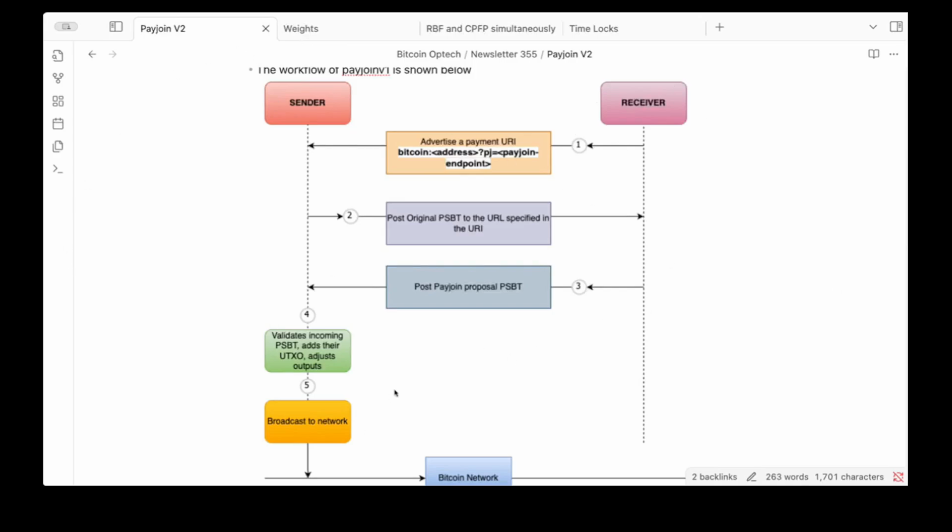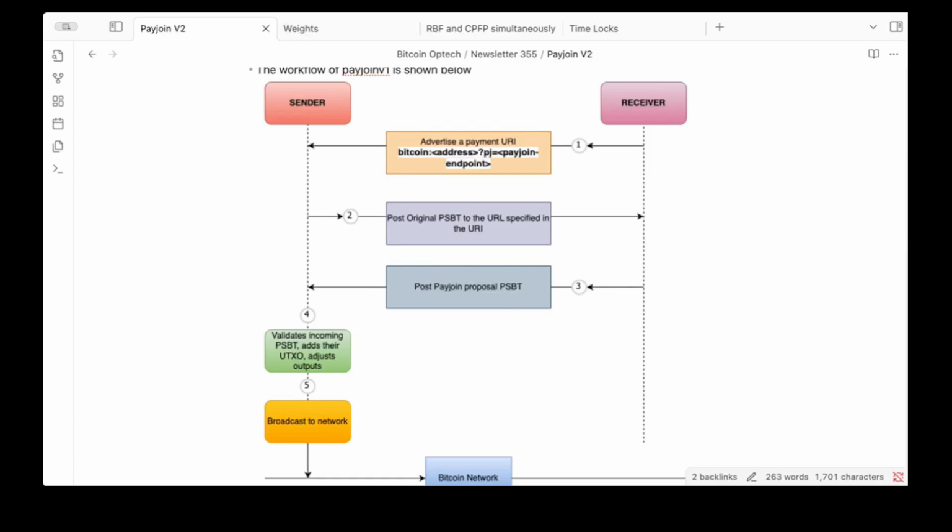So basically what happens here is that the sender and the receiver collaborate. It's not just that the sender has all the inputs and the receiver has all the outputs. Both the sender and receiver will have inputs. Both the sender and receiver will have outputs. So this basically obfuscates the common input heuristics.